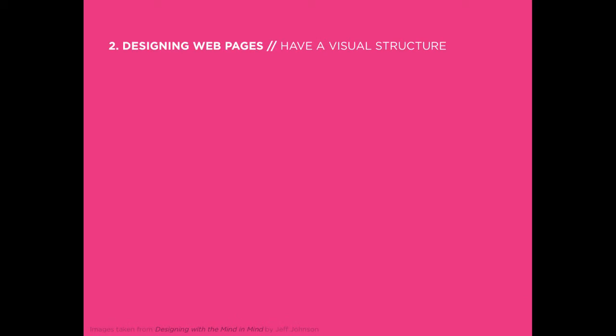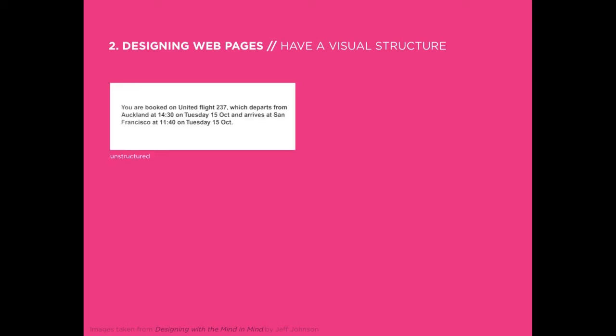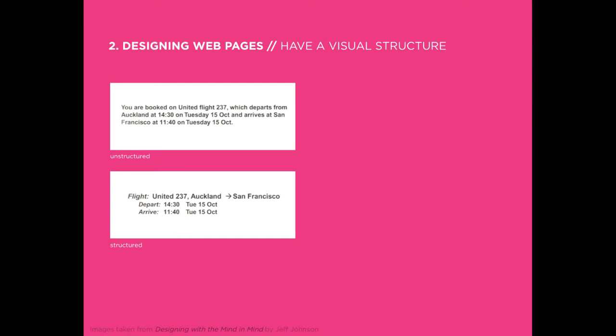Having a good visual structure. If we look at this example, this is completely unstructured. We can't know where to start reading, where to end. We don't understand much. But if we look at this structured example, we immediately see flight, United 237, Auckland to San Francisco, right? Departure time, arrival time. It's very important to have a clear visual structure.